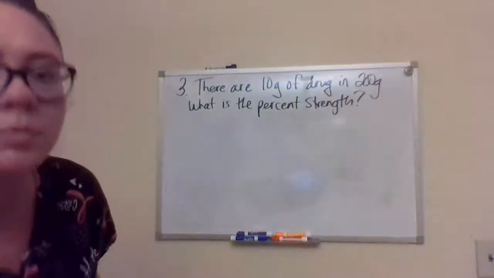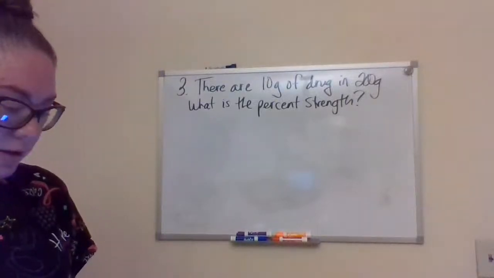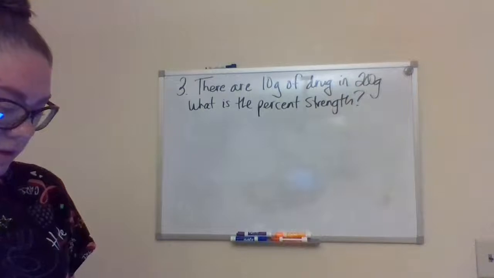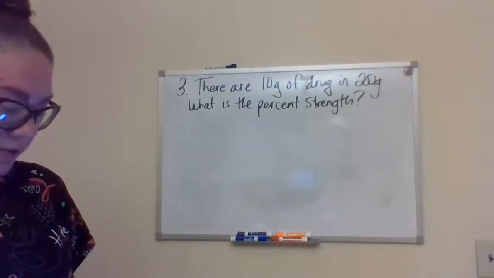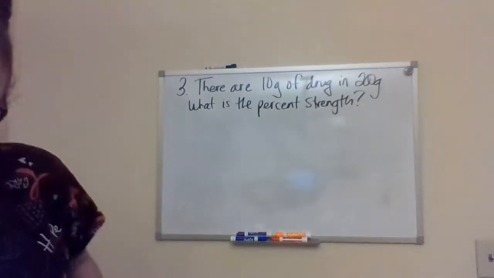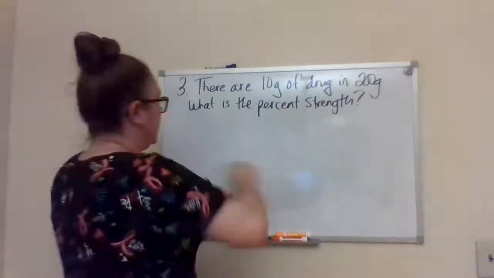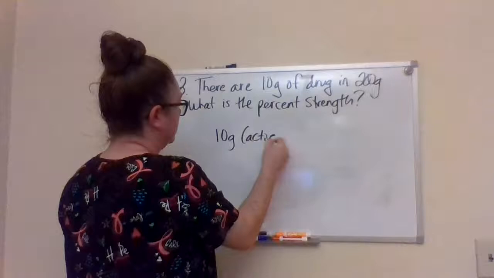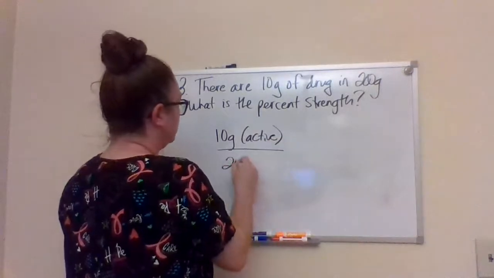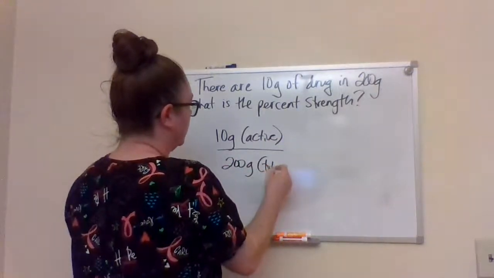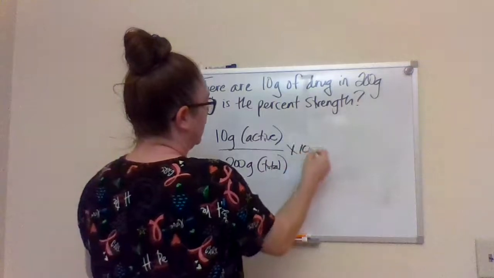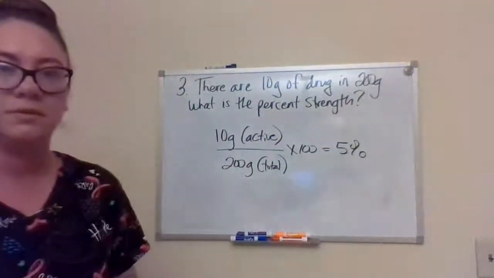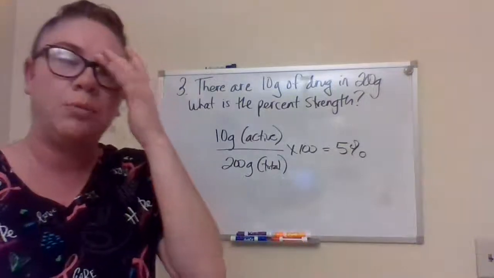All right, so your next problem, there's 10 grams of drug in a 200 gram container. What is the percent strength? Okay, so you're going to take 10 grams, that's my active, over my 200 grams, which is my total quantity, times 100, and you should get 5%. Okay, so these are pretty simple.